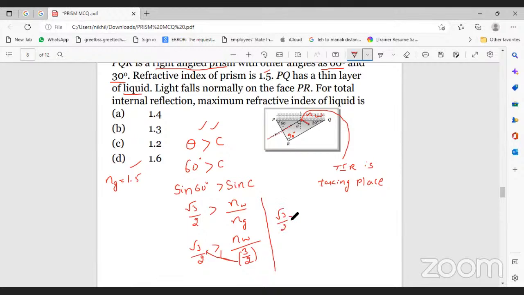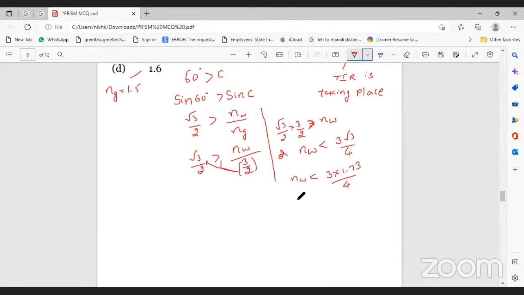So root 3 by 2 into 3 by 2 is more than the refractive index of water. Or shall I write this as refractive index of water is less than 3 root 3 by 4? Or the refractive index of water is less than 3 into root 3, which is 1.73, by 4.